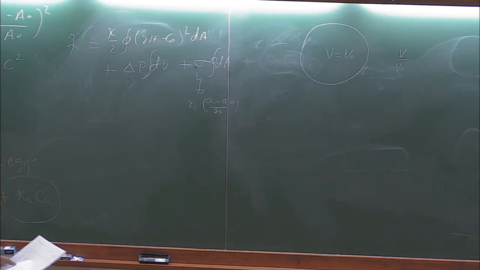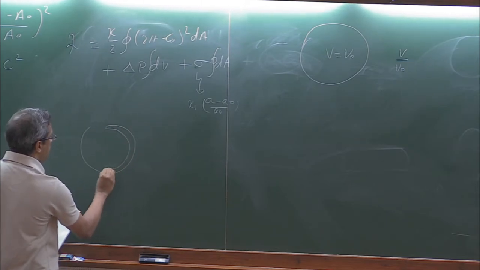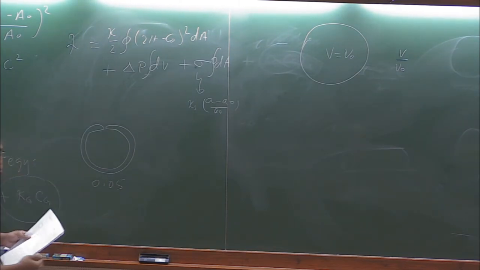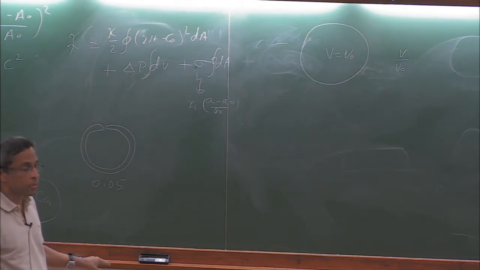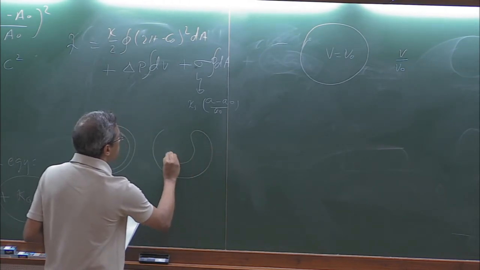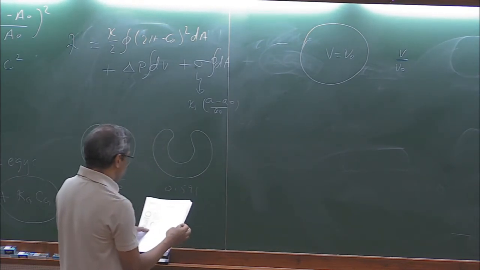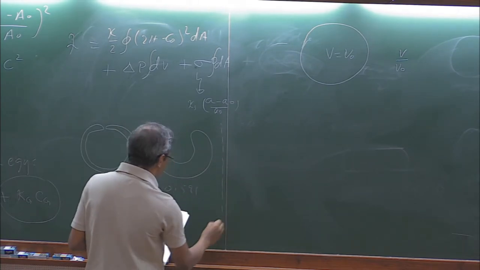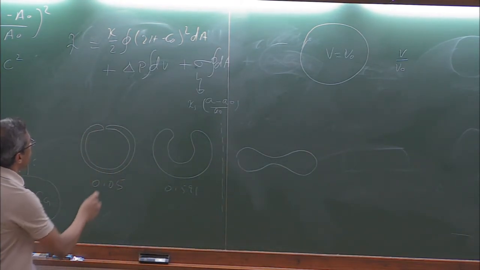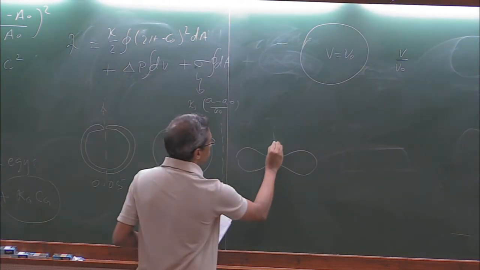If I do this, then the shapes which I get are the following. This is for the case where the volume is very low, okay, surface area is the same. If I then increase the volume a little bit, I get a shape like that. And then if I increase the volume a little bit, I get a discontinuous transition to a different shape. These are all shapes which have an axis of symmetry, so you can rotate it about this point. So this also has an axis of symmetry.